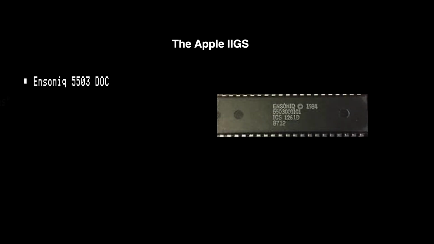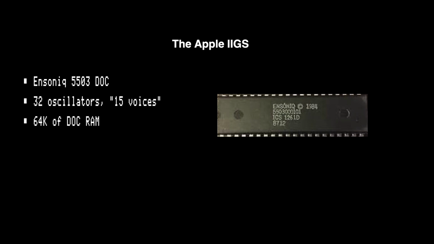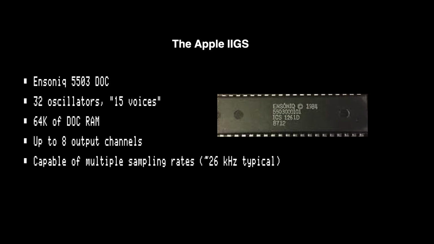Let's look at the 2GS sound chip, the Ensoniq 5503. It has 32 oscillators, usually divided into 15 voices, 64K of dedicated sound memory, up to 8 output channels, and it's capable of multiple sampling rates. As you can see, the 2GS is well suited for playing back Amiga mods.